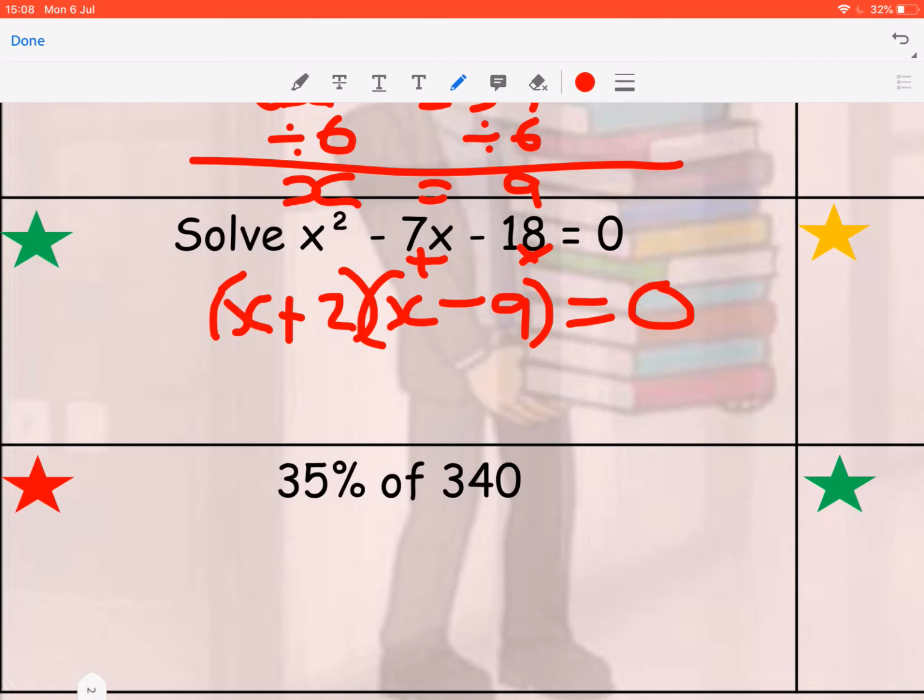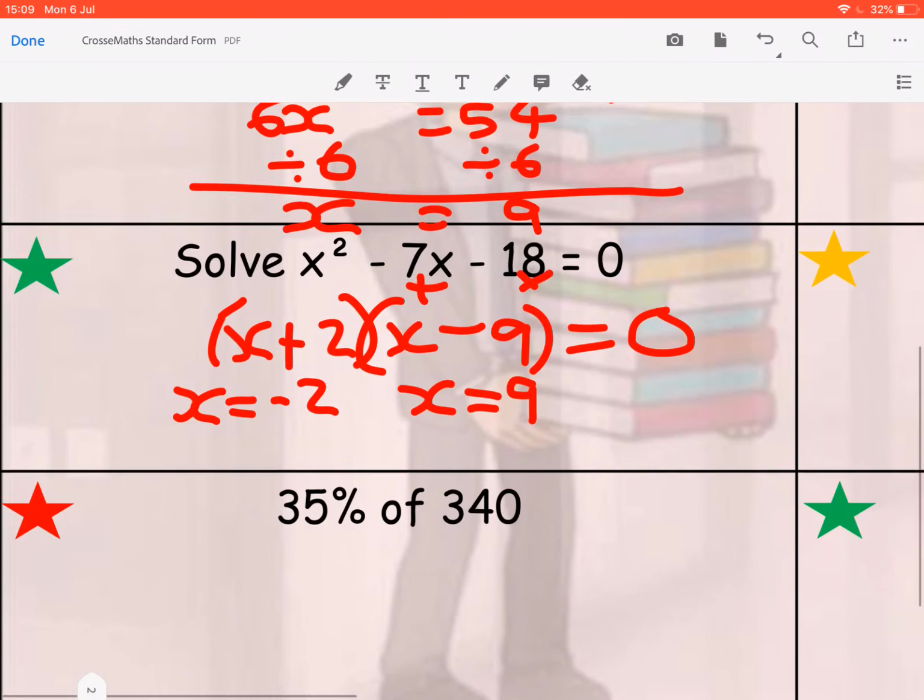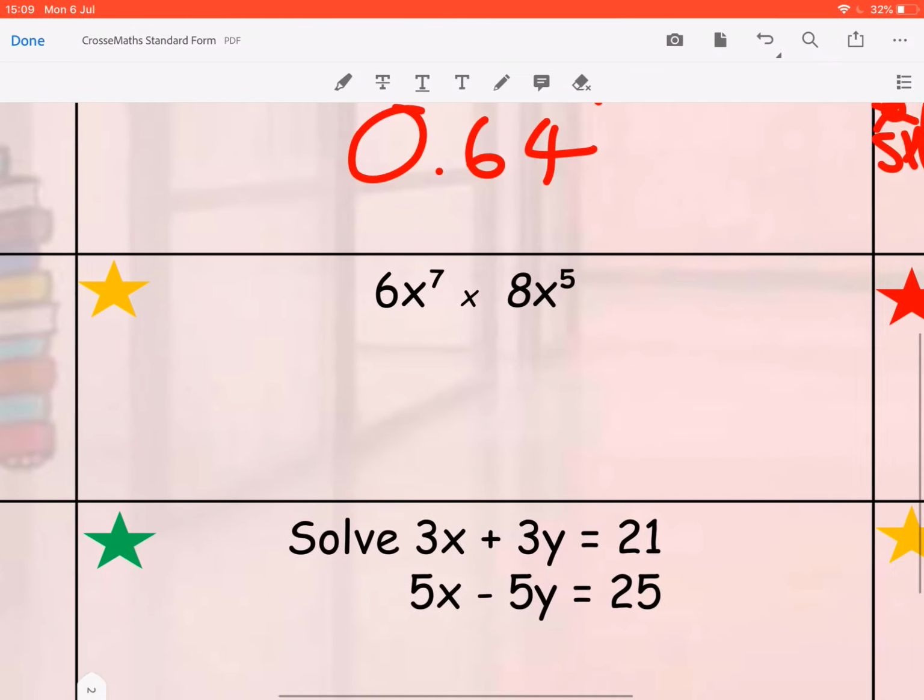Now, obviously this is going to make an answer of 0. So either the left-hand bracket equals 0 or the right-hand one does. If the left-hand bracket equals 0, x equals minus 2. If the right-hand bracket equals 0, x equals positive 9. That one's done. 3 marks.